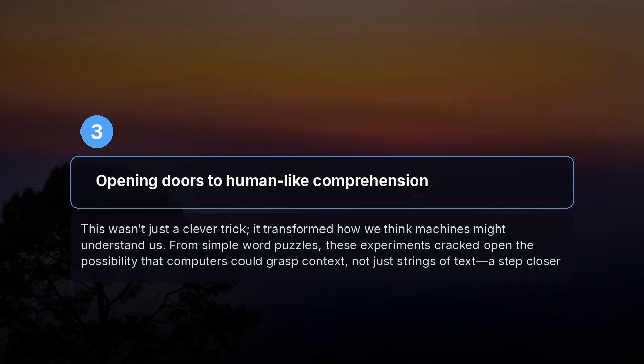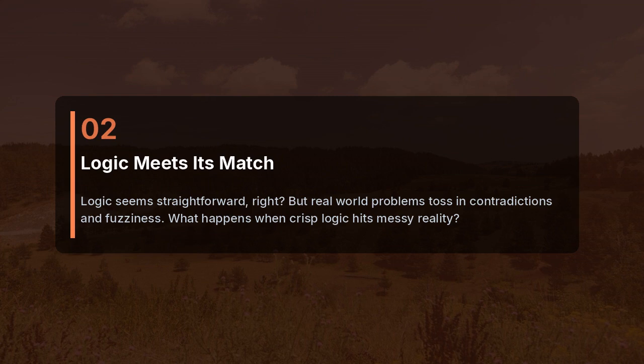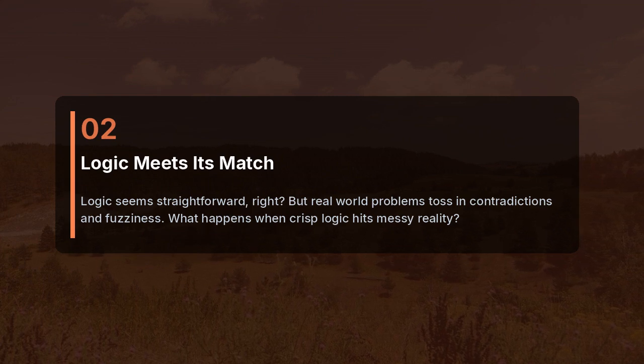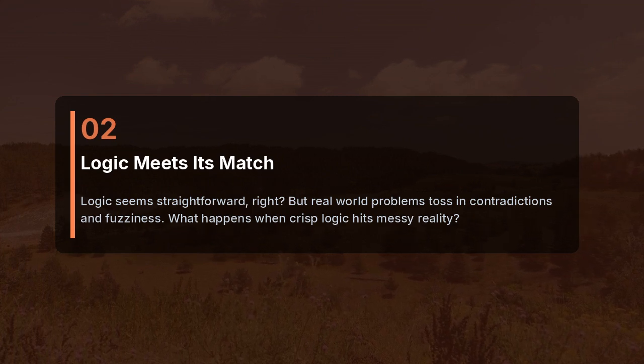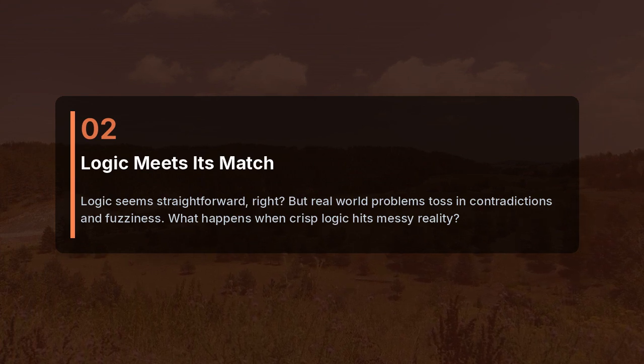It transformed how we think machines might understand us. From simple word puzzles, these experiments cracked open the possibility that computers could grasp context, not just strings of text, a step closer to real AI dialogue. Logic seems straightforward, right? But real-world problems toss in contradictions and fuzziness. What happens when crisp logic hits messy reality?